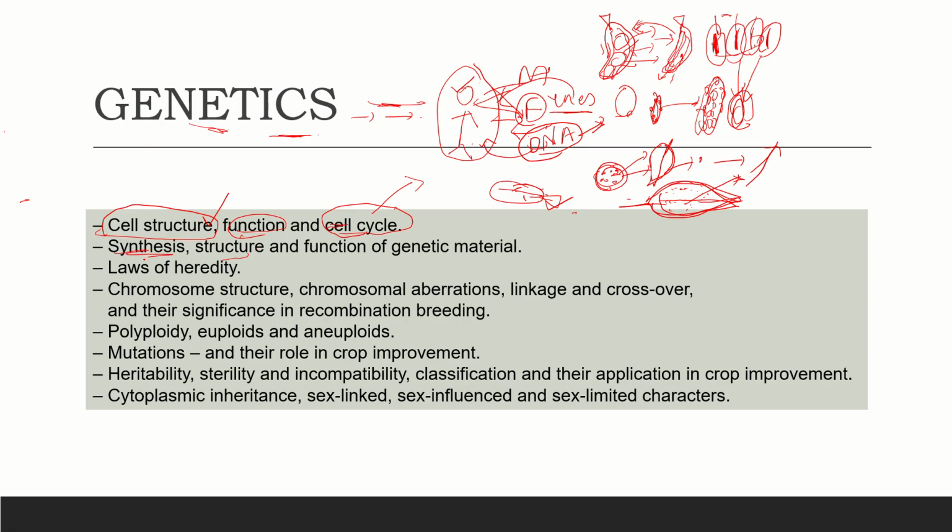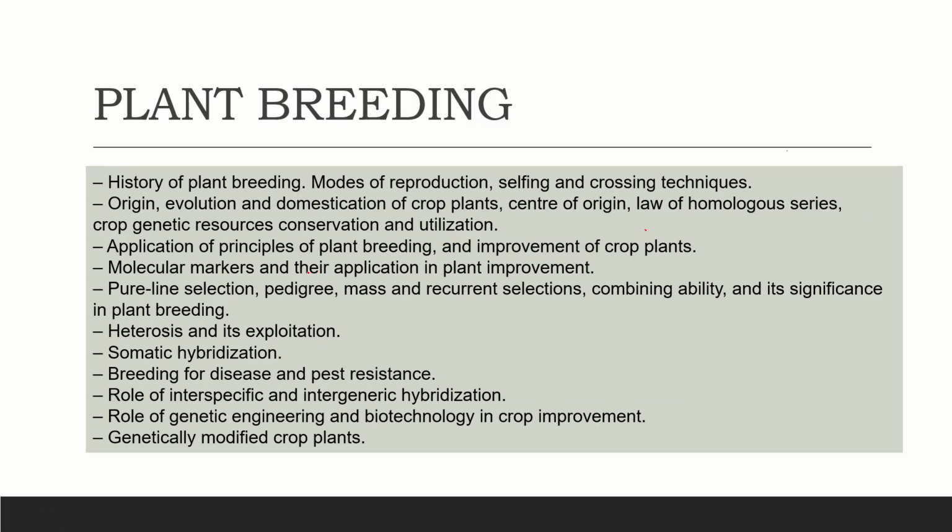The next thing is synthesis, structure and function of genetic material. In the cell there is genetic material, which is RNA, same like DNA. We should understand how the synthesis takes place from this cell cycle, and what the structure is. Out of these DNAs or RNAs, there are segments called chromosomes, which altogether form these long strands. So we have to study the chromosomes, which are nothing but the genetic material.